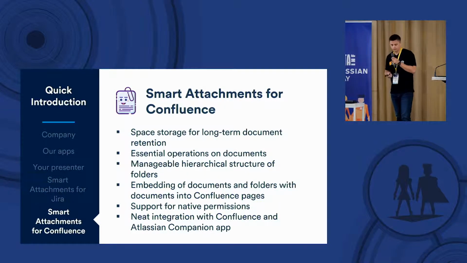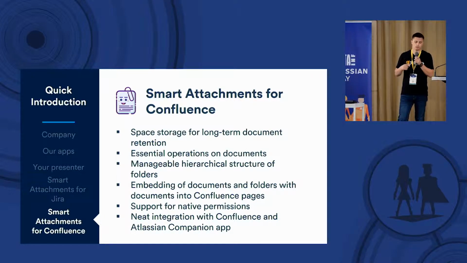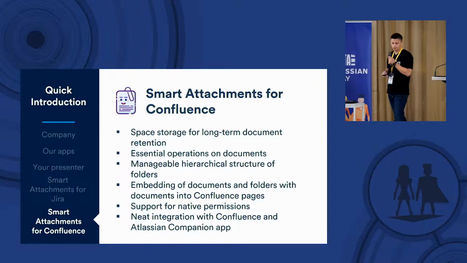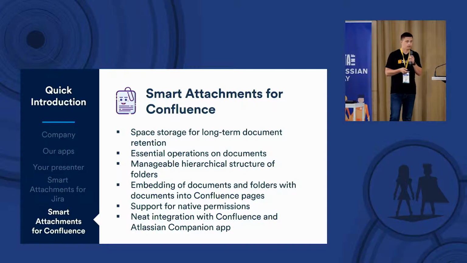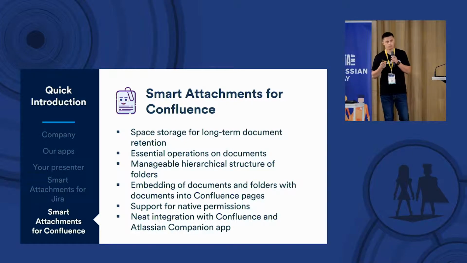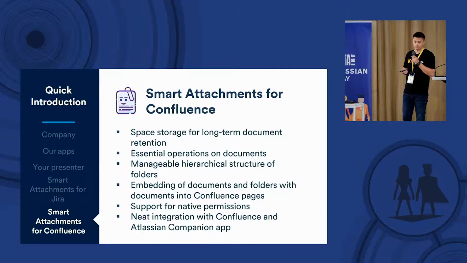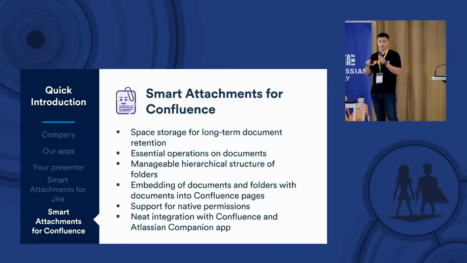And the app also provides workflow automation that can simplify some routine operations. Okay, and what about smart attachments for Confluence? This is an app which creates a space storage like OneDrive or Box or Dropbox. So here you can keep your project files, so everyone can quickly access them, and you can perform all the essential operations on them. You can keep the folder structure, where you can keep your files and find them with ease.